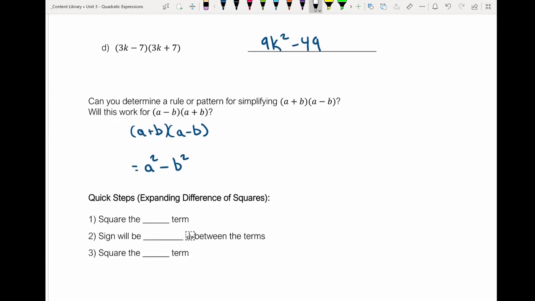So the quick steps for this: square the first term. The sign will be minus or negative between the terms, and square the second term. That's all you have to do for expanding a difference of squares. Square the first term, put a minus in, square the second term.